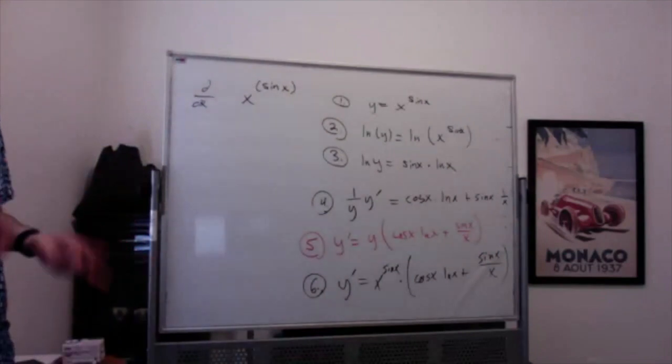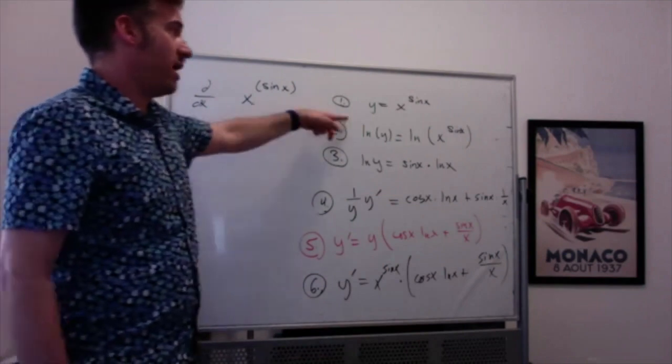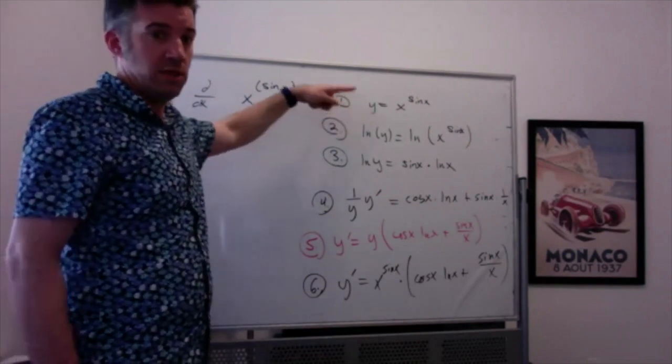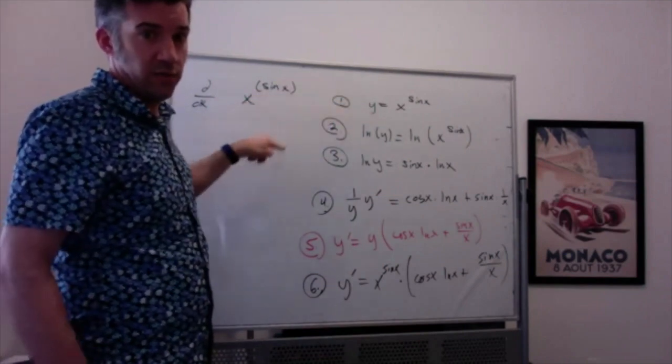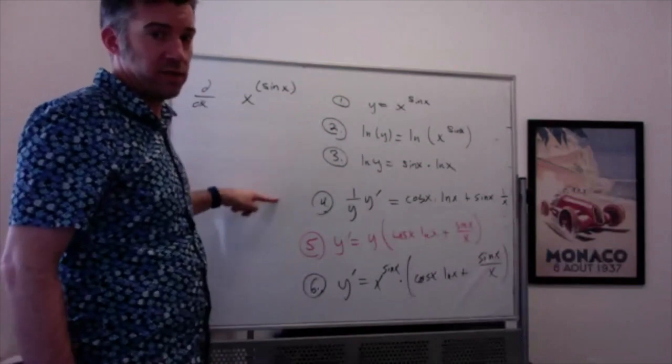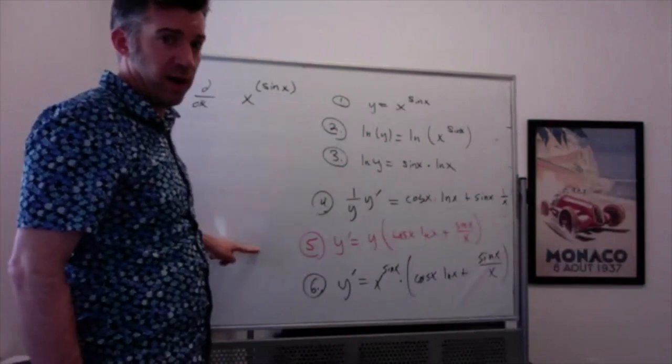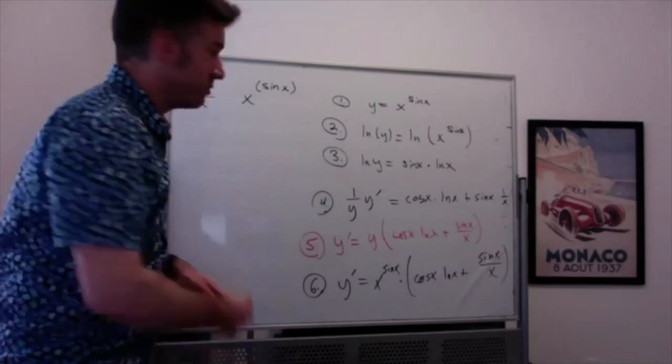That's it. That's the process every time. You write y equals the thing you want to differentiate. You take the natural log of both sides. You bring down your power. You differentiate both sides. You multiply both sides by y. You replace y with what it's equal to.